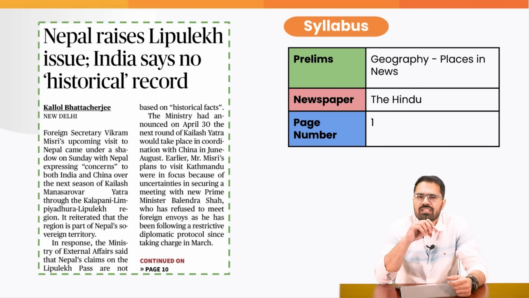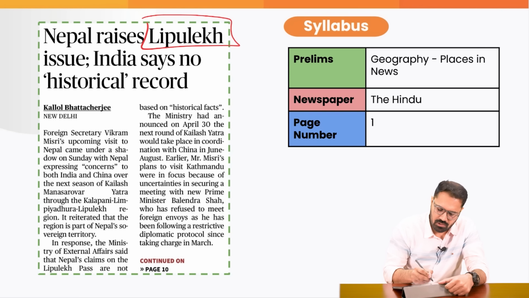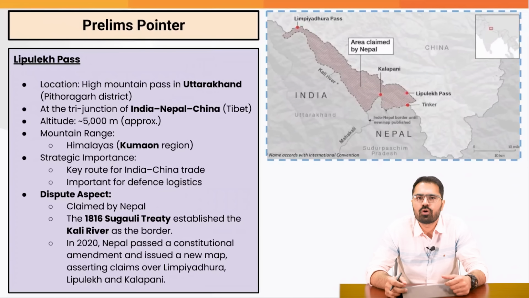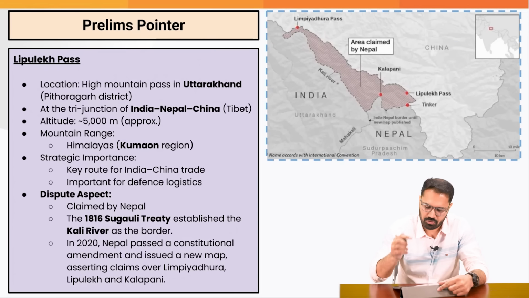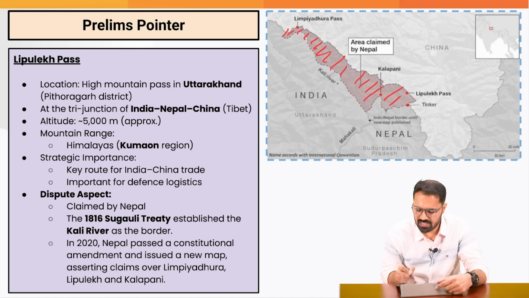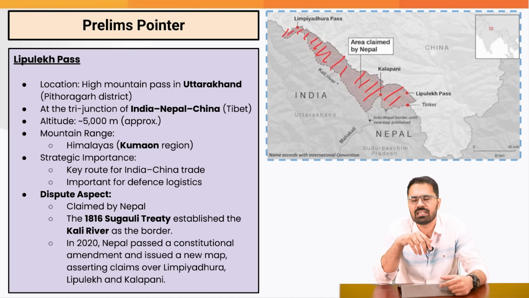Coming to the prelims pointer section, the first article is regarding Lipulekh Pass, which lies in Uttarakhand state of India. Now, there are some issues ongoing between India and Nepal regarding this particular region. This is the highlighted region, this entire region. The dispute is happening between India and Nepal, where Nepal says, according to their latest map and new constitutional amendment, this area belongs to Nepal. But India says this is our area, it is administered by our authorities, you can say guarded by ITBP, this is our area.